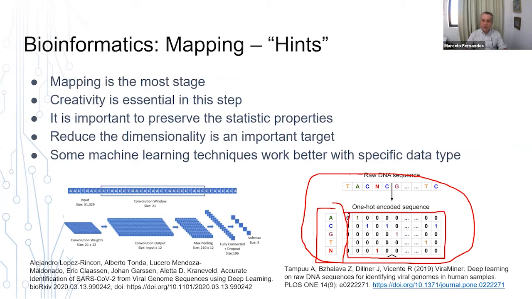It's very, very common that people use one hot encoding for categorical inputs in deep learning, and you can use it here because you have a categorical input. The DNA sequence has just four letters, A, C, G, or T.